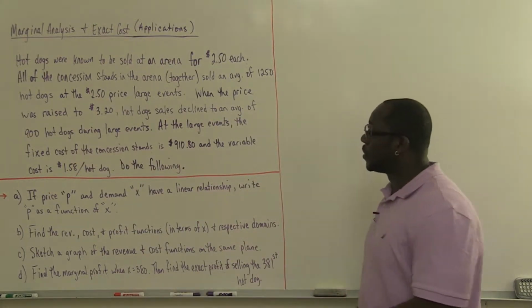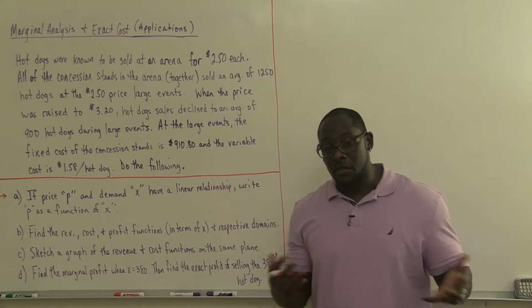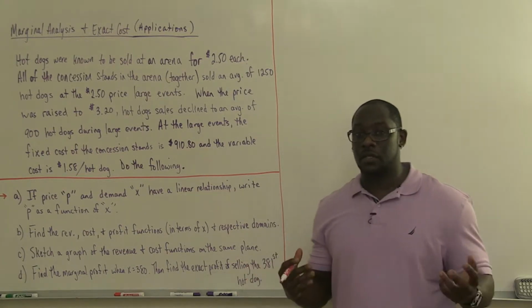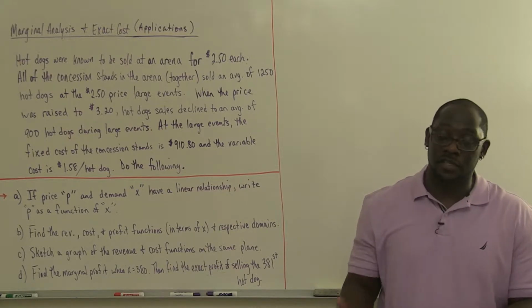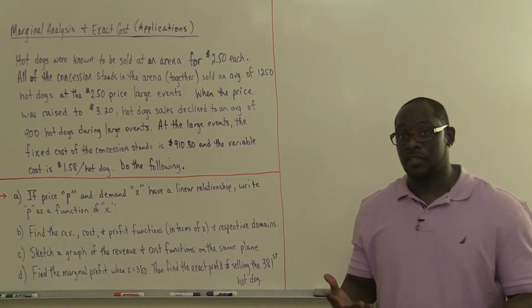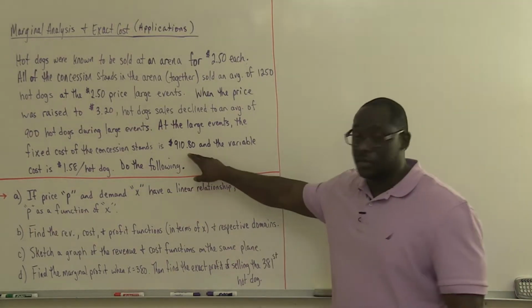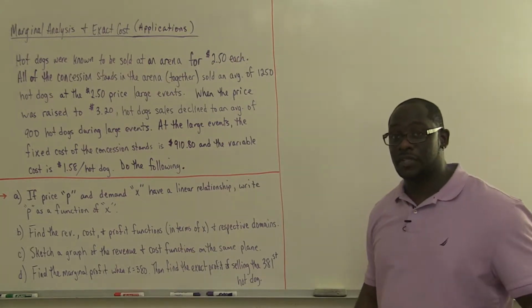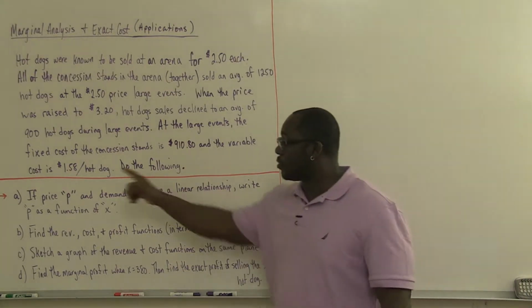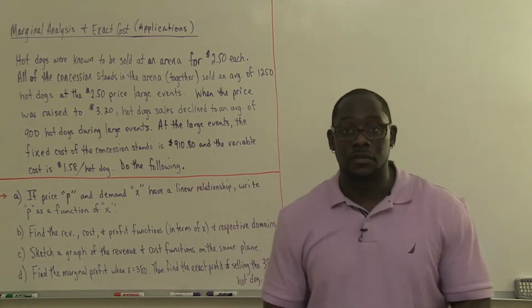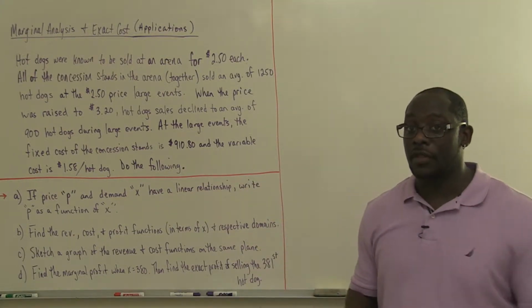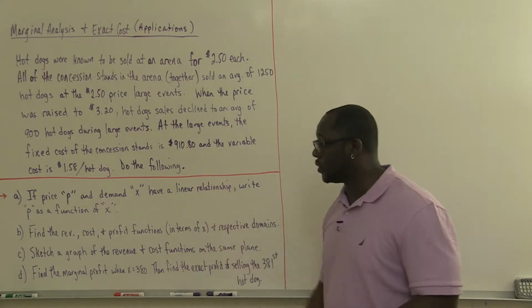Okay. And so at the large events, another thing that we have to take into account is how much it is actually costing the food concessionaires. So the fixed cost averages out to be about $910.80. And the variable cost per hot dog is $1.58, okay?